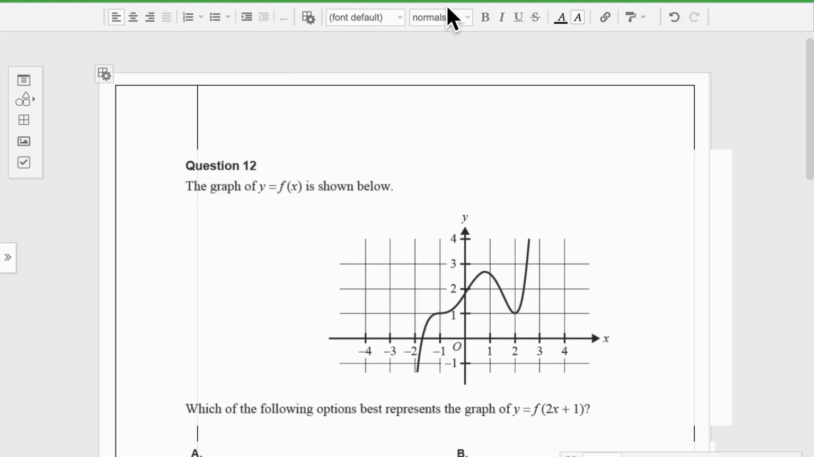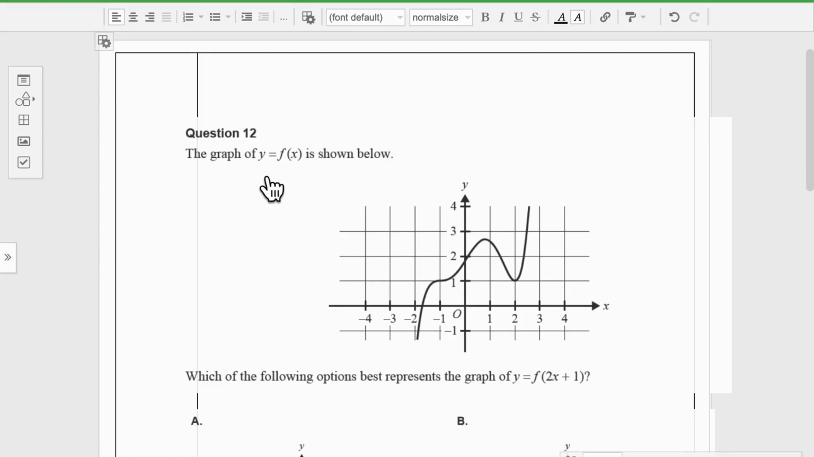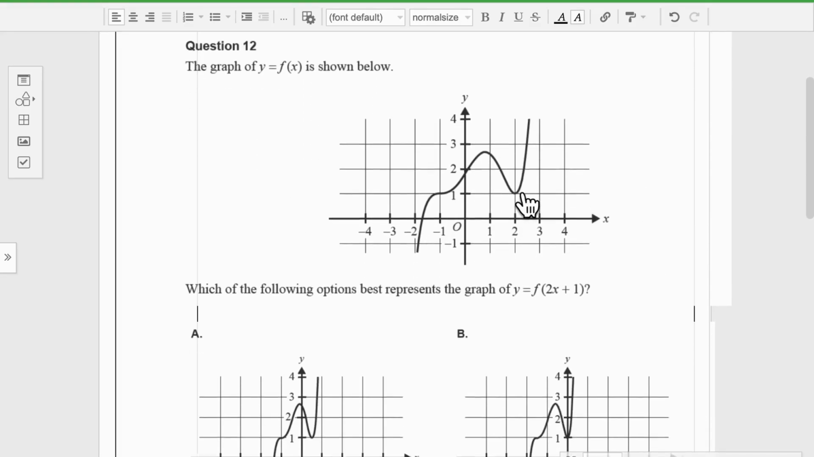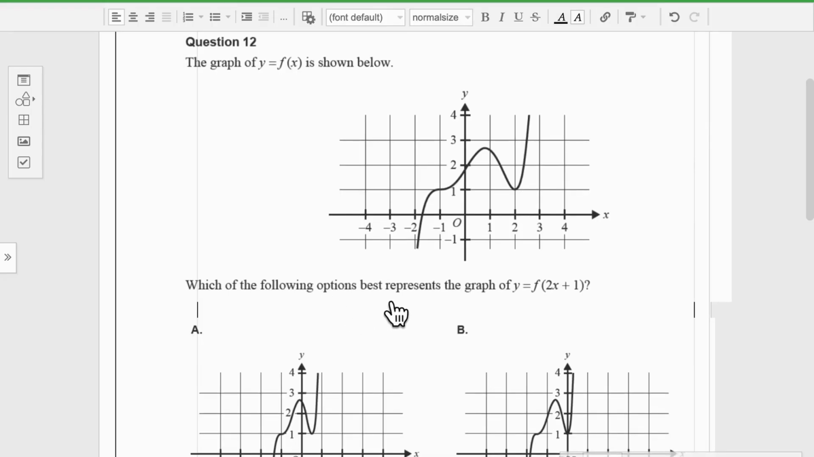Only for exam 2, question 12, multiple choice. They say that the graph of y equal to f(x) is shown below. So this is the graph, and it asks which of the following options best represents the graph of y equal to f(2x + 1).